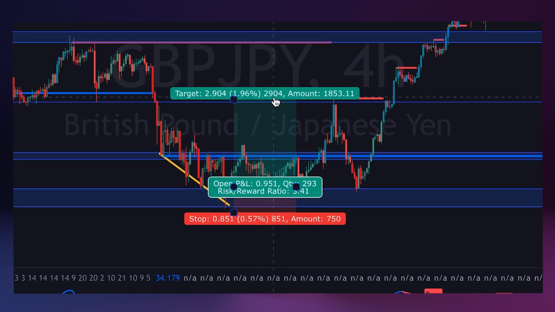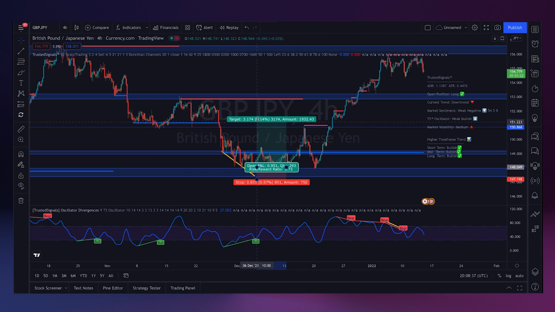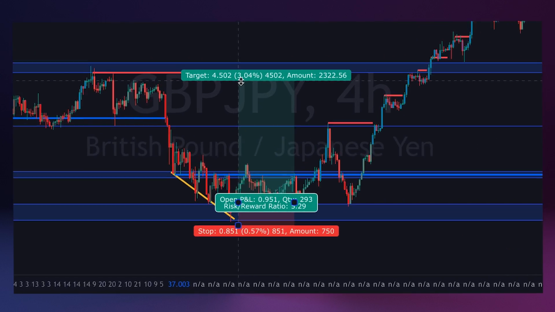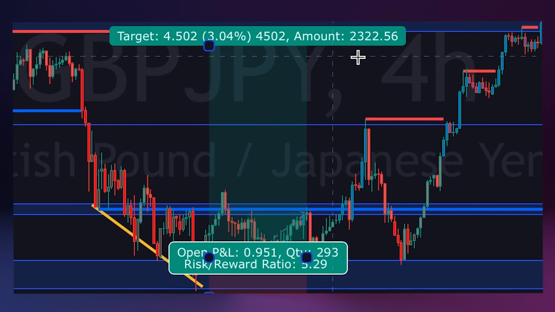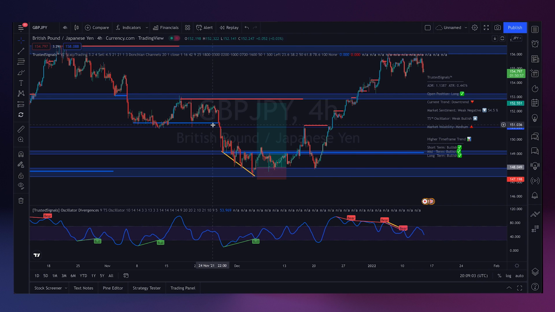Our first take profit would have been 290 pips, guys. The second one would have been here, 450 pips. Smashed and smashed. So using the support and resistance as entry points or exit points together with your bullish or bearish divergence. Let's go ahead and look at another example, which is right here.